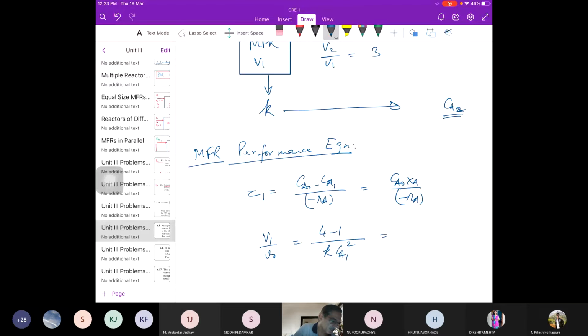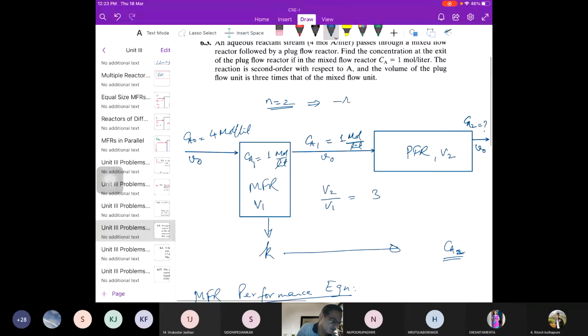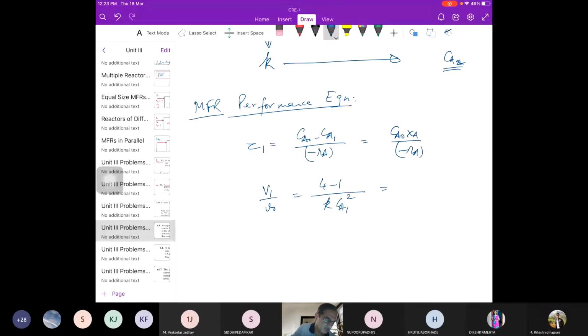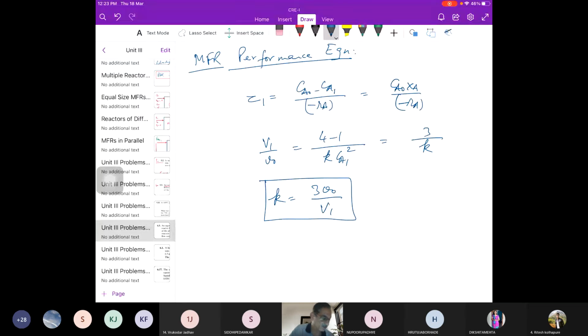Right? But minus RA is nothing but K into CA1 squared, and concentration is CA1 in MFR. So it is K into CA1 squared is 3 upon K because CA1 is 1. You can write K as 3 V0 upon V1. It's very straightforward. You don't need to be in the class. अगर आपको यूनिट 1 भी समझाए तो कर सकते हो यूनिट 2.